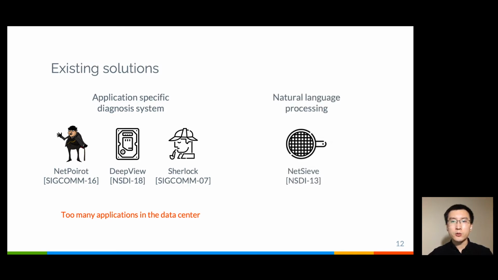Another line of work tries to route incidents based on the incident text description, such as a global incident routing system running in Azure, which is built on top of the NSDI '13 work, NetSieve. But because it fails to consider the domain knowledge in each team, which is one of the main reasons for misrouting, the accuracy is not high.